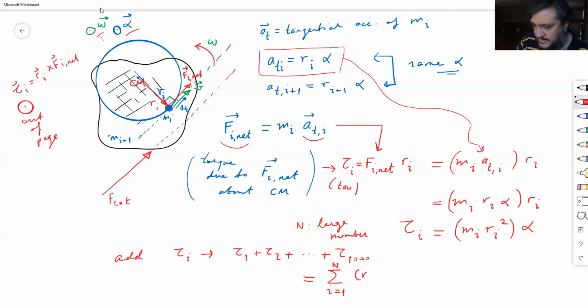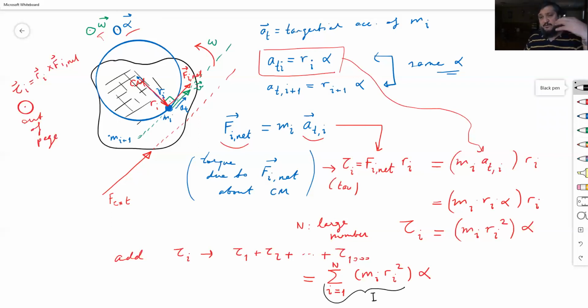Large number, so Mi Ri squared, right? Alpha. Now alpha is the same for all Mi, okay? It's not part of the summation. And the summation we already know as the moment of inertia. So this is I, moment of inertia. So the moment of inertia of the object times its angular acceleration at that instant, that product gives you the sum of the individual torques on each piece.